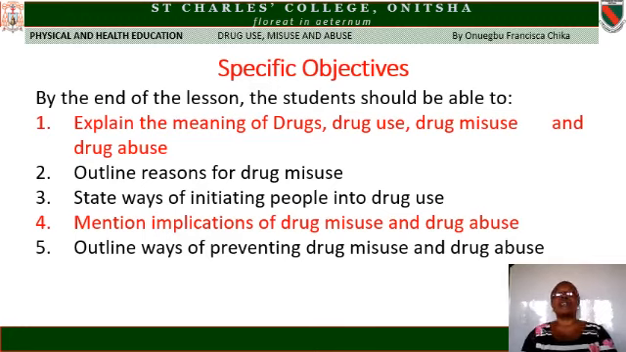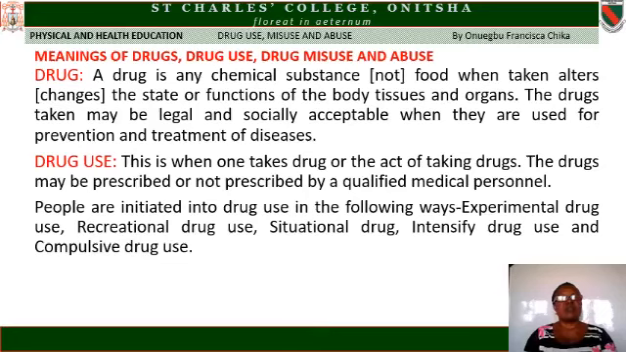By the end of the lesson, you students should be able to explain the meaning of drugs, drug use, drug misuse, and drug abuse. Outline reasons for drug misuse. State ways of initiating people into drug use. Mention implications of drug misuse and drug abuse. Outline ways of preventing drug misuse and drug abuse.